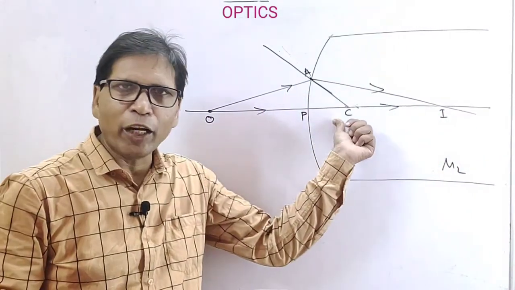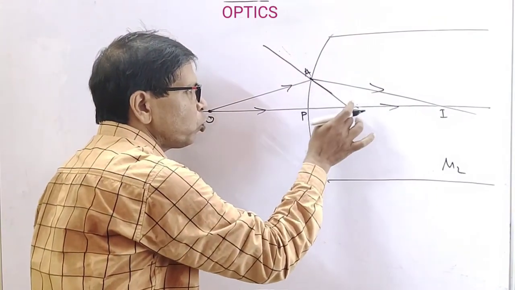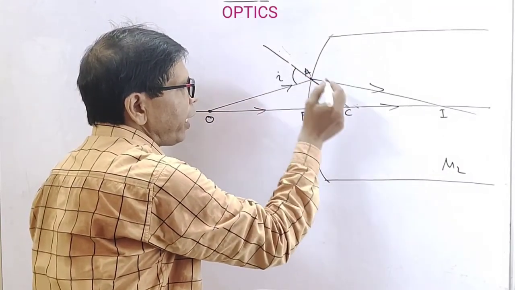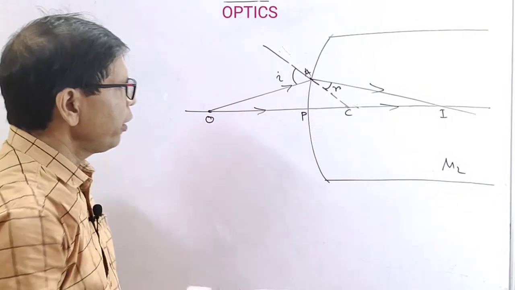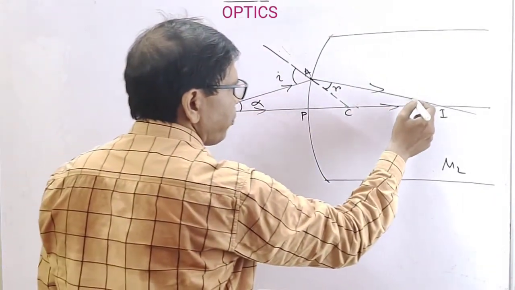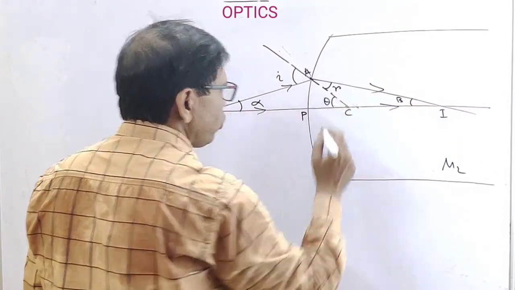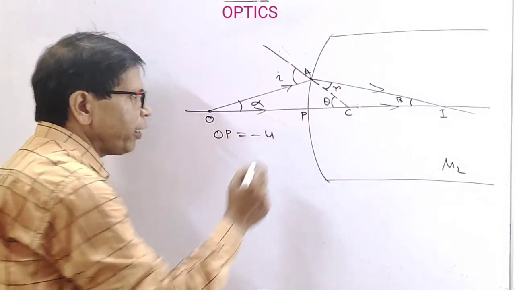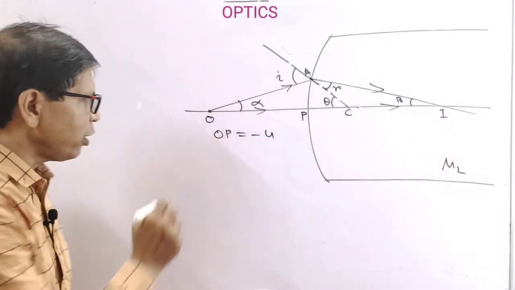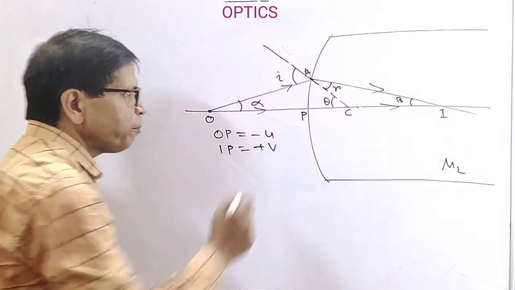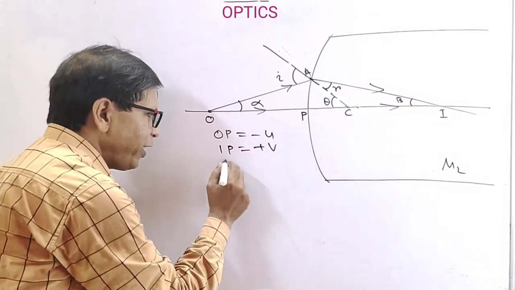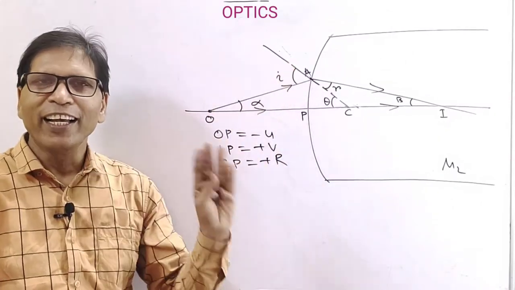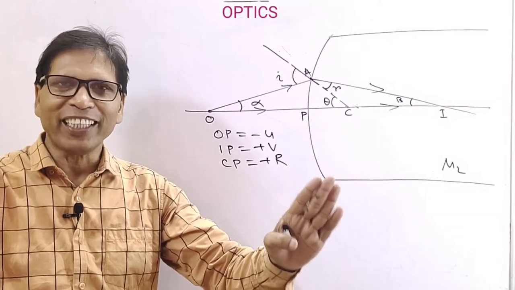Now, if C is the center of curvature, then CA is the normal to the surface. So look at this. This is the angle of incidence I and this is the angle of refraction R. This is alpha, this is beta and this is theta. So look at this. OP is the object distance, so OP equals minus u. Now, IP is the image distance, so IP equals plus v. And CP is the radius of curvature, so this is plus R. All distances in front of the surface are negative and behind the surface are positive.